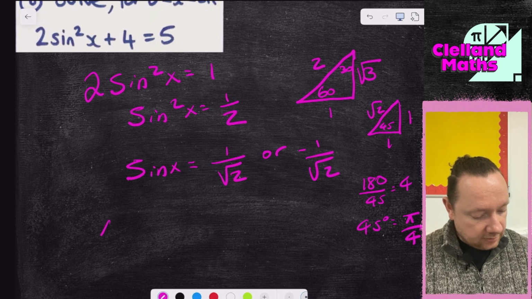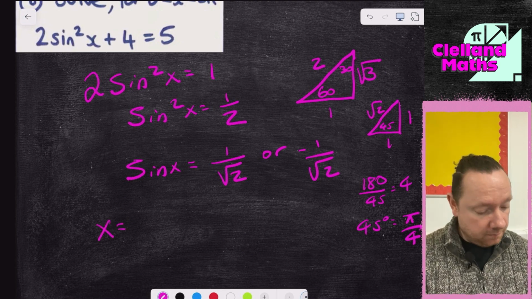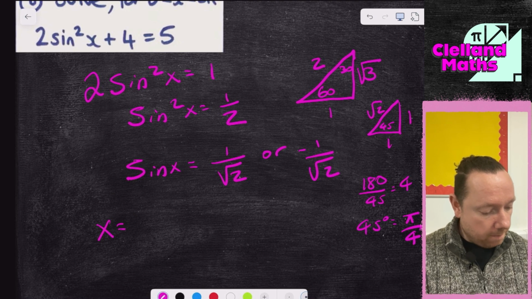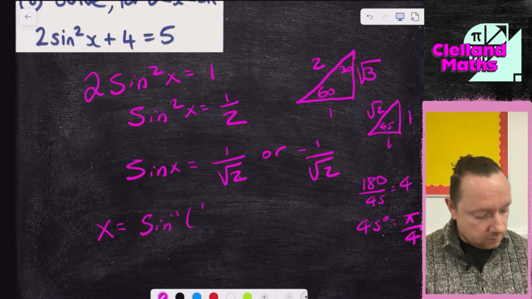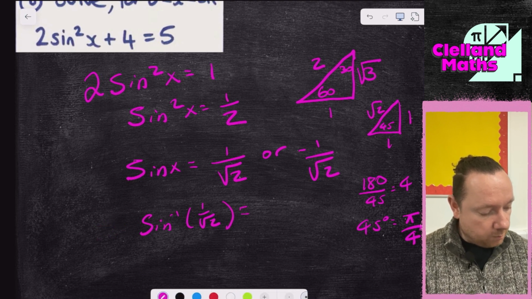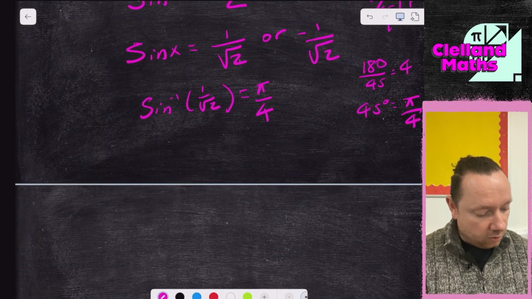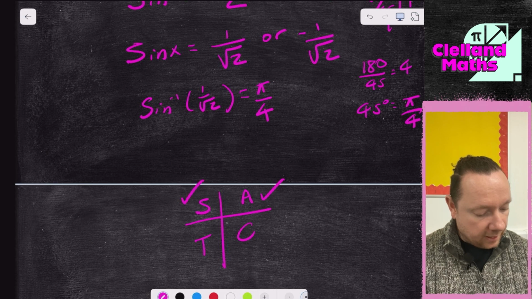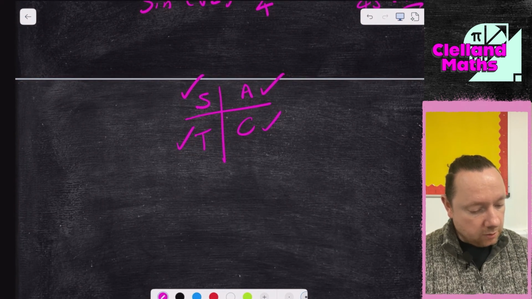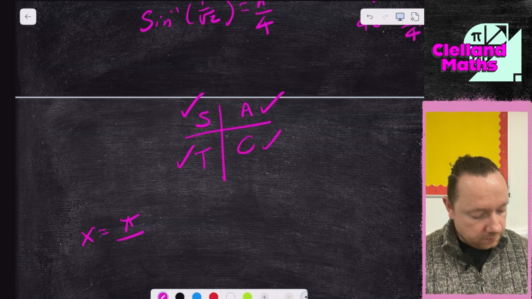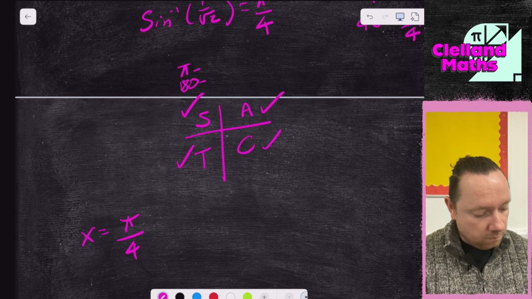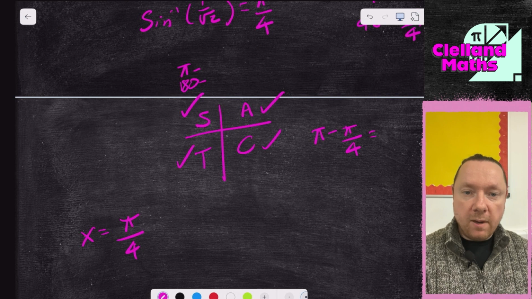So that means that x equals, as a basic thing, the inverse sine of 1 over root 2. I'll not even write x at the moment, I'll just write inverse sine of 1 over root 2, which equals pi over 4. And now we need a CAST diagram for all our answers. Well, we've got positive sine, and then it's negative, so we've got them all. So that means that x equals pi over 4. This one's usually 180 minus, but it's going to be pi minus the angle. So I need to do pi minus pi over 4. That's 4 pi minus 1 pi, which is 3 pi over 4.